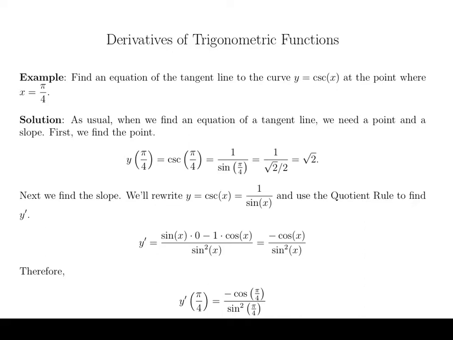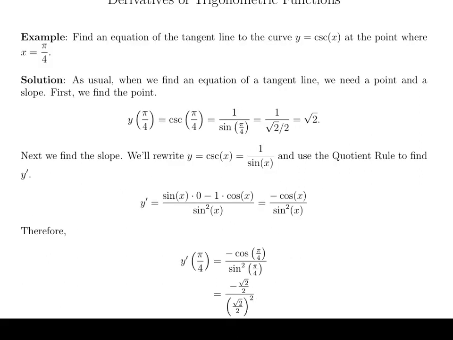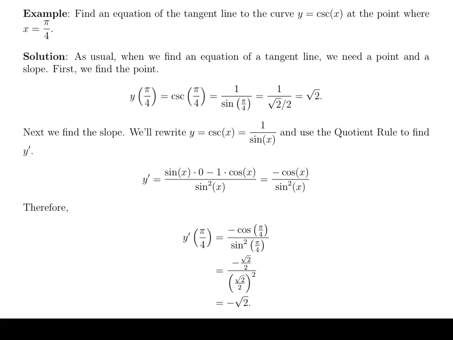So if we plug in pi over 4 into this, we get negative cosine of pi over 4 over sine squared of pi over 4. Both the cosine and the sine of pi over 4 is root 2 over 2. So we end up with this expression here. If you take the time to simplify this, you're going to end up with negative square root of 2.